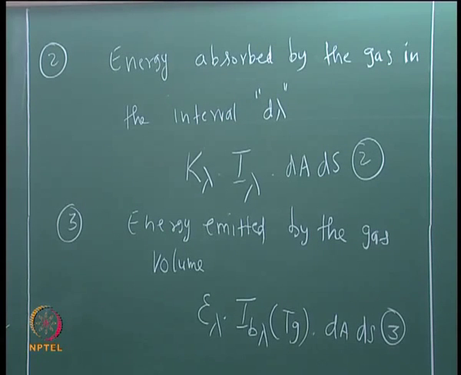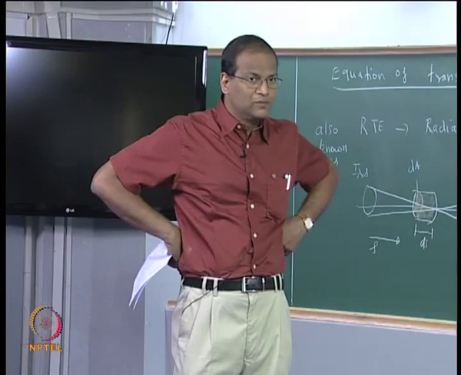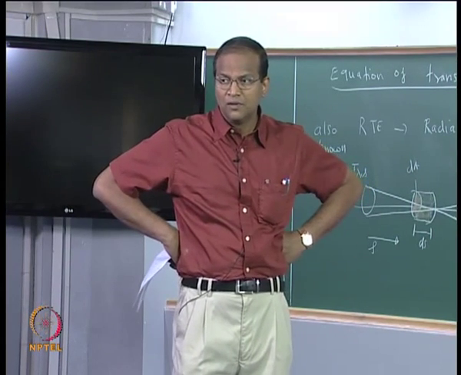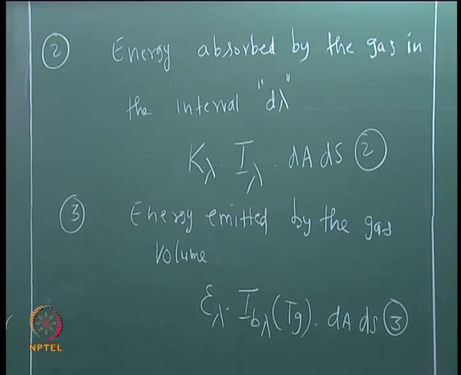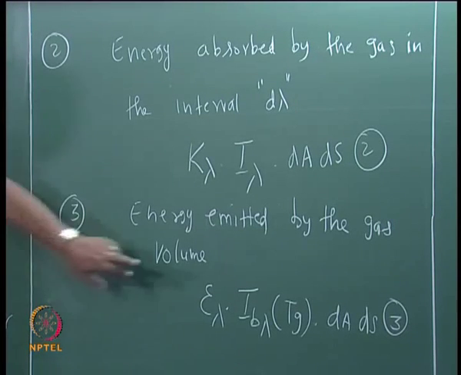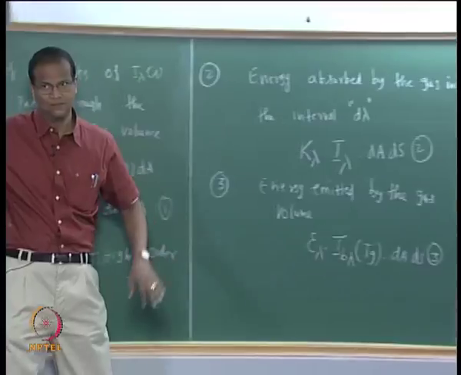Both are additive, one increases the I lambda, one decreases the I lambda. I lambda increases with epsilon lambda and decreases with kappa lambda. With the absorption the I lambda will tend to decrease as the radiation passes through the gas volume, but this will be compensated by the emission from the gas. Therefore, if you have to do an energy balance, this dI lambda by ds will be equal to this minus this, correct.